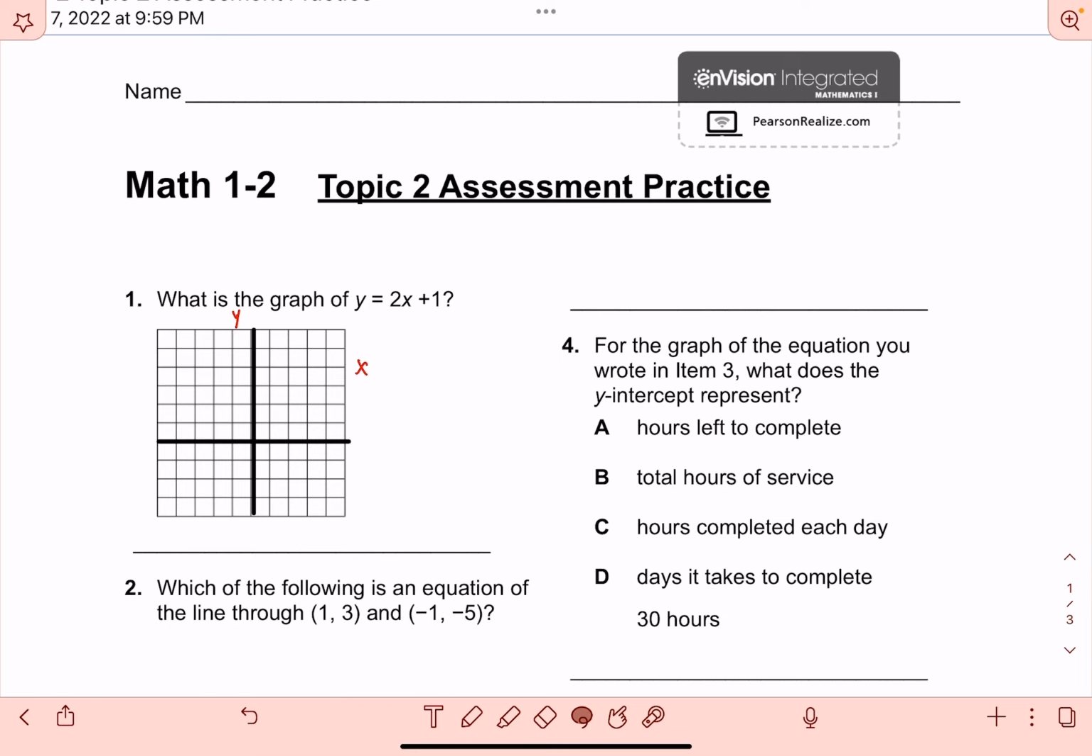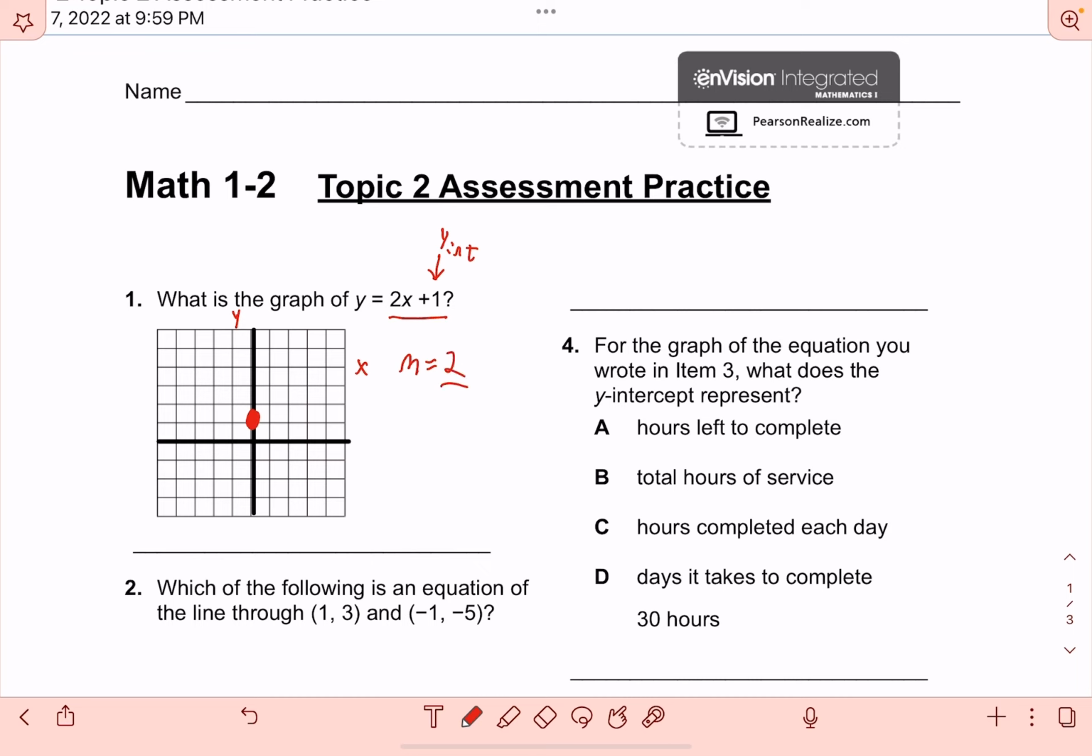So the first question is about graphing. Notice that your graph is blank. You're going to have to insert the axes, which I did right here. So when you look at this, this is the y-intercept. The y-intercept is at 1. So I'm going to put a dot right there at the y-intercept of 1. Now, the slope, m, is 2.